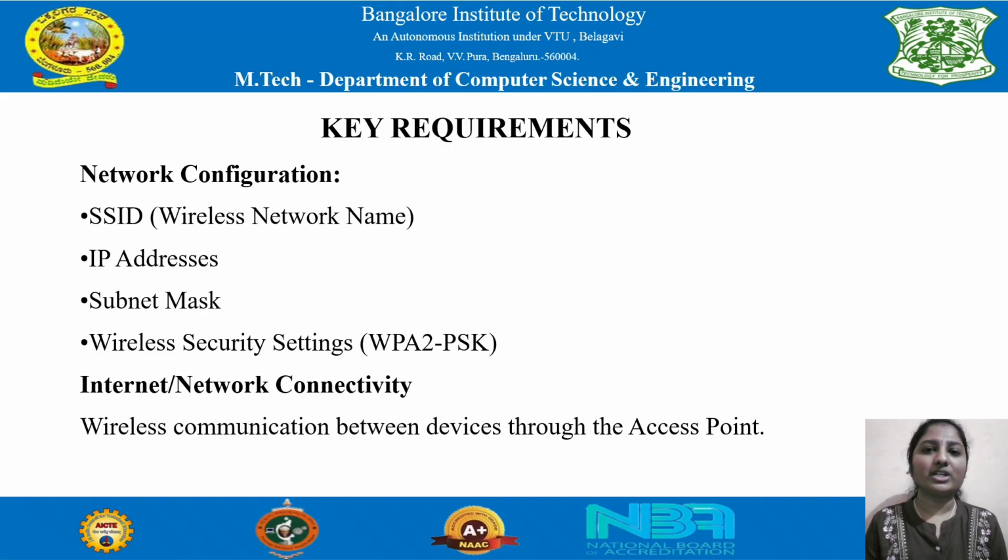The network configuration includes parameters such as SSID, which represents the wireless network name, IP addresses, subnet mask, and wireless security settings using WPA2 and PSK to provide secure communication. Next, the network should provide reliable wireless connectivity and allow devices to communicate with each other through the network access. These are essential requirements for establishing the wireless local area network.